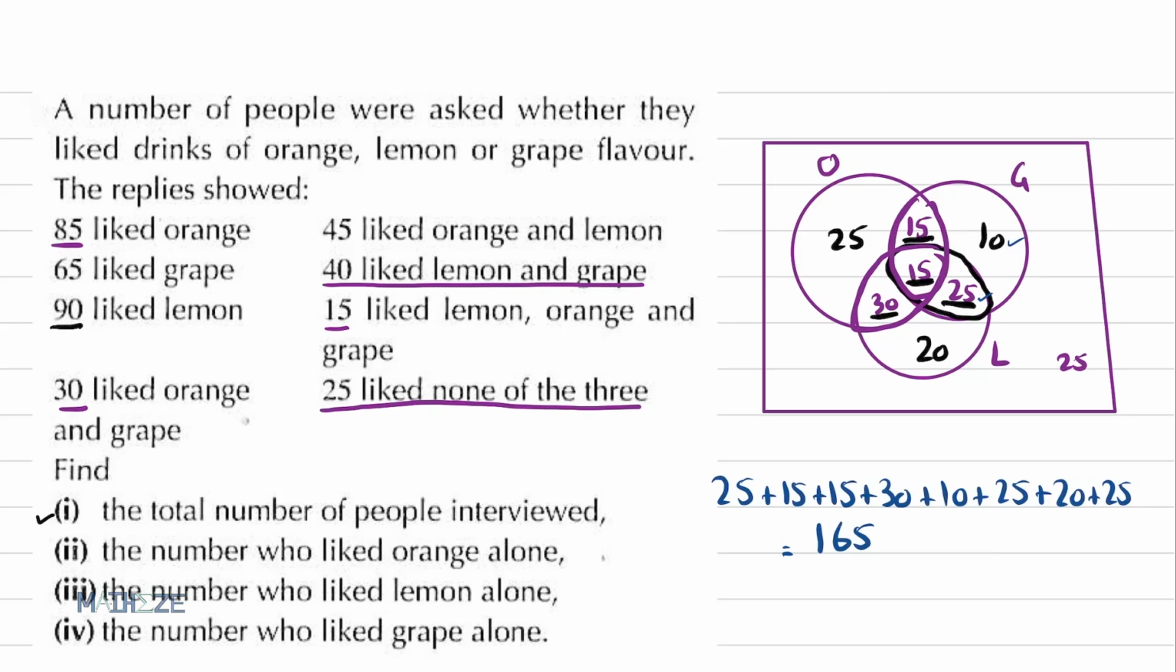Then it says number of people who like orange alone. So orange alone are how many? 25. You can see in the set. Then lemon alone, you can see here it's what? 20. Then grape alone, you can see here it's what? 10. Got this.